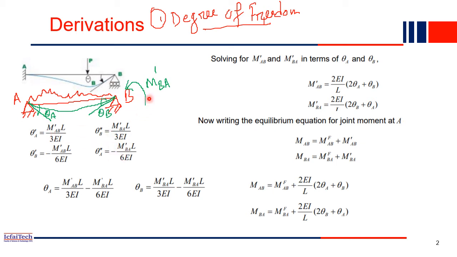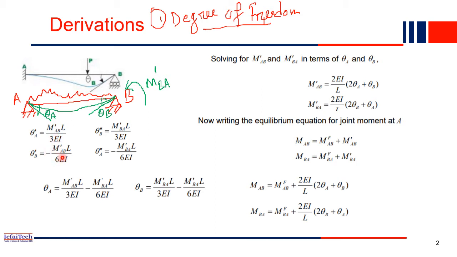Now, this is the first instance where you applied only M'BA, and that much is theta A and theta B. Now remove this M'BA and apply another moment on this side, that is M'AB. Similarly, we apply M'AB at A and there is no moment at B. Now again the beam will undergo deflection, and the deflections theta A dash and theta B dash can be easily computed using the moment area method or conjugate beam method.